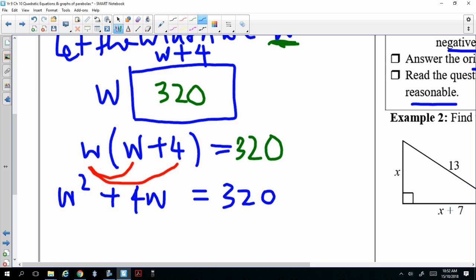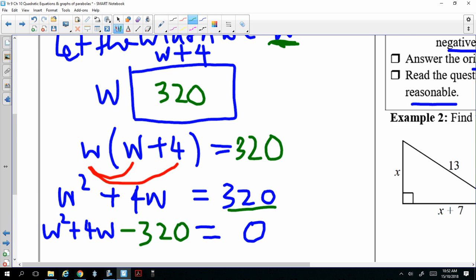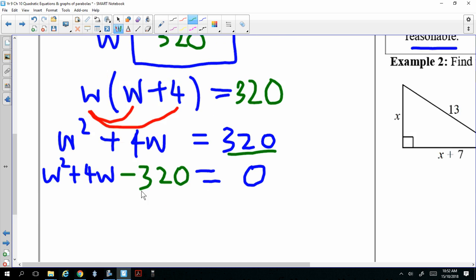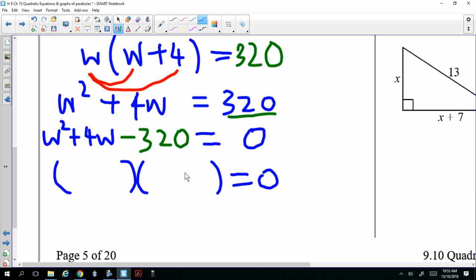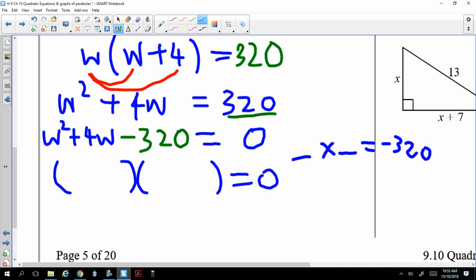Now what do we do next? We have to make the right side 0 by moving the 320 to the other side, which is negative 320. So to solve a quadratic equation, you must make it into the standard form, where the right side is 0, and then you have to factorize. Now that's a hard question to factorize because the numbers are very big. So you have to do some experimentation. You find numbers which multiply to get negative 320, but add to get 4. So the numbers must be very close.